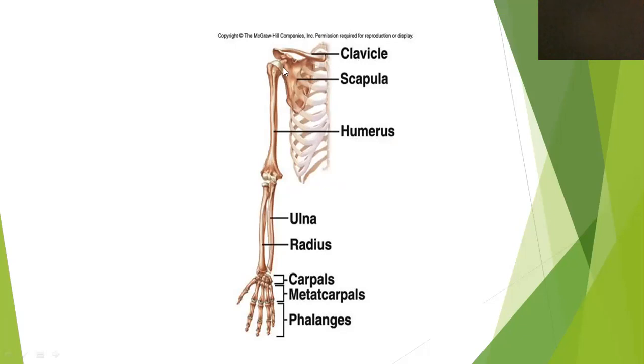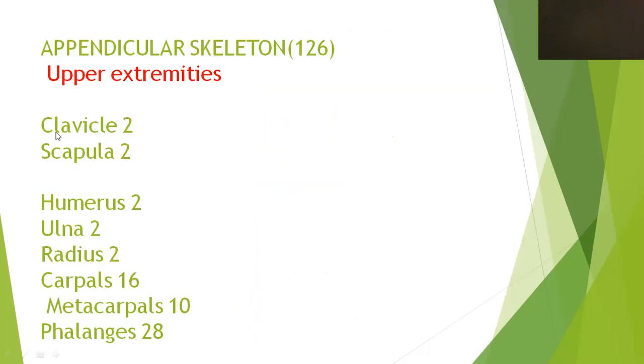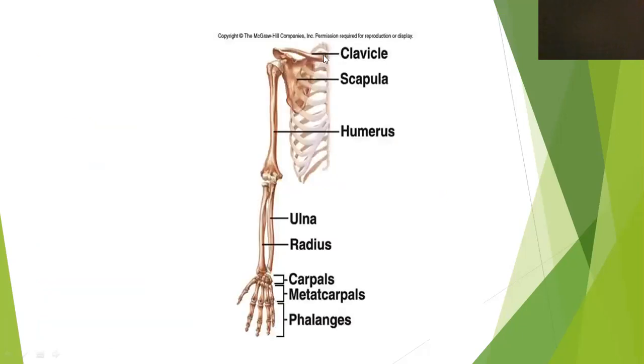So two clavicles, two scapulae. We have two upper limbs. So clavicle two are there, scapula two are there. Identify the clavicle. See this collarbone. Clavicle is otherwise known as the collarbone. So this is the clavicle.